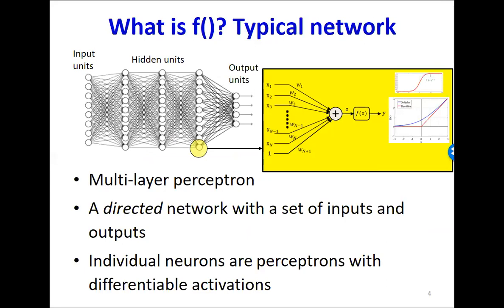The function f was just a multi-layer perceptron, a directed network with inputs and outputs. So any input was processed sequentially from the input to the output, and no neuron revisited an input. The individual neurons in the network were perceptrons of this kind, which operated on affine combinations of the input. And finally, an activation function was applied to this affine combination. The activation function itself, we said, must be differentiable, and we saw different instances of activation functions.